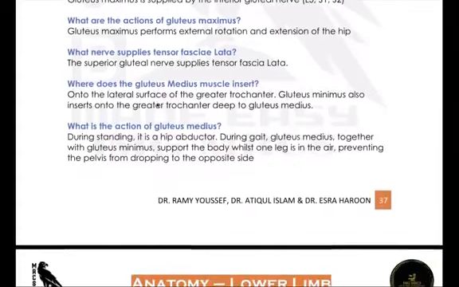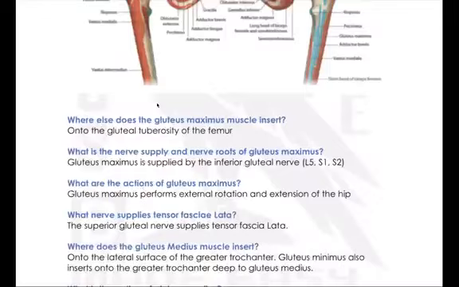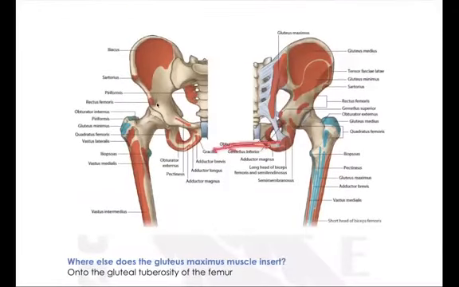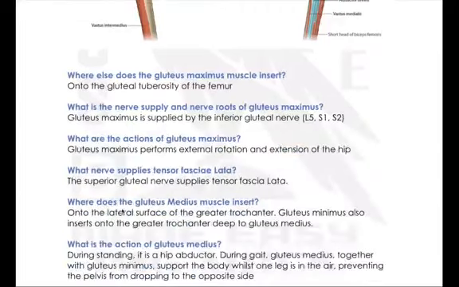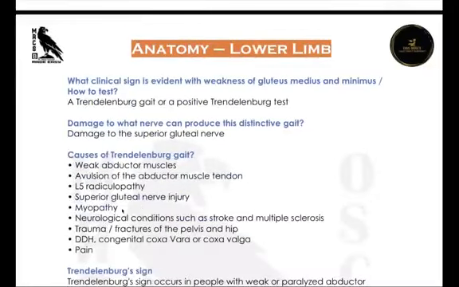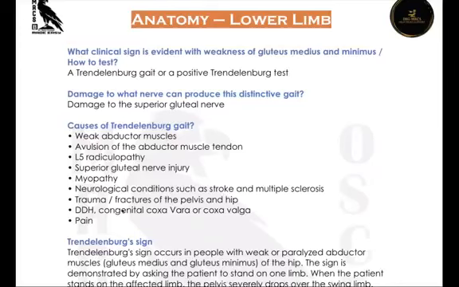What is the action of the gluteus medius? Mainly hip abduction, and they can support the body. Simply, they will keep the hip on a single line, as I said, when you are trying to stand on one foot. And about the clinical significance, there will be a Trendelenburg gait, or when you test for that, there will be a positive Trendelenburg test. Which nerve? The superior gluteal nerve as well.